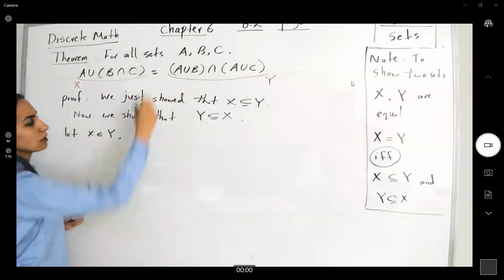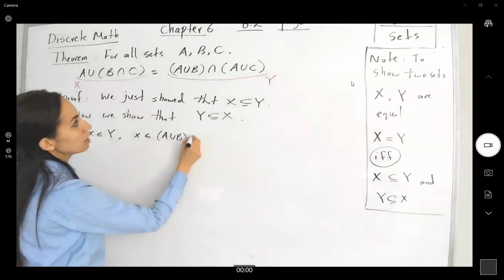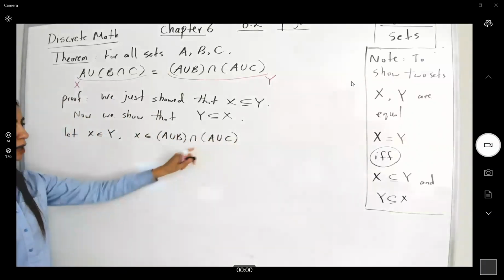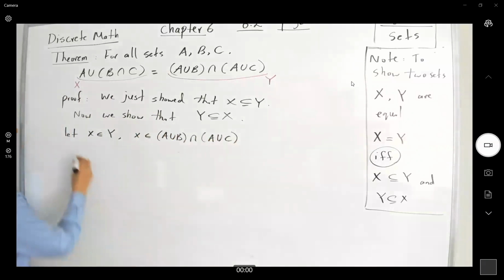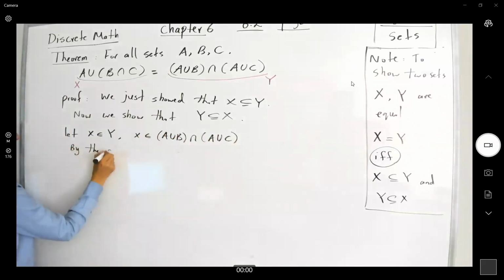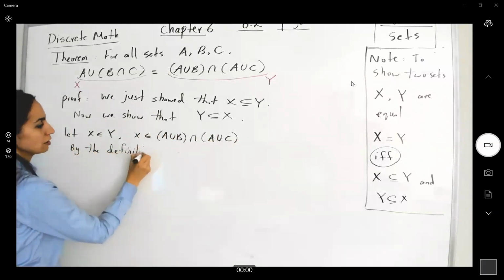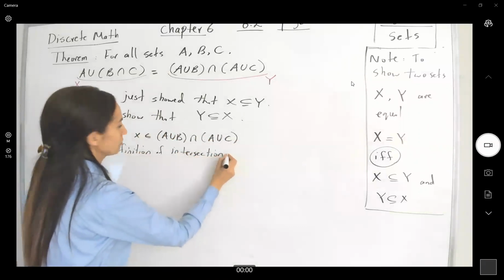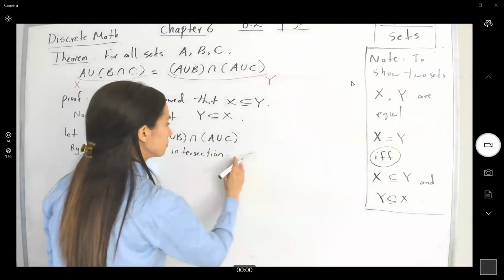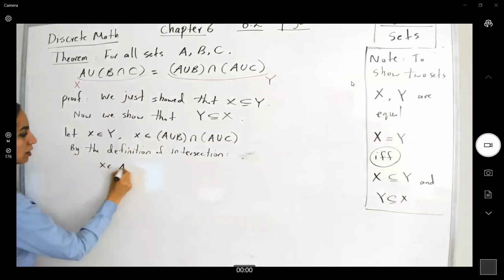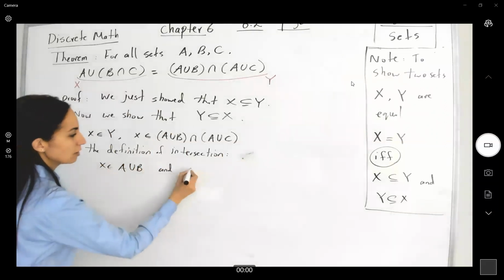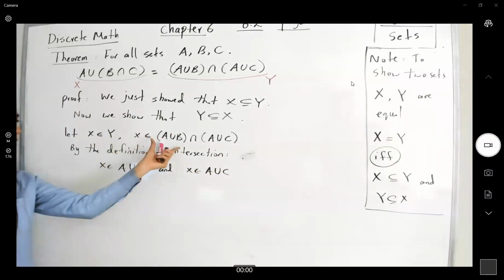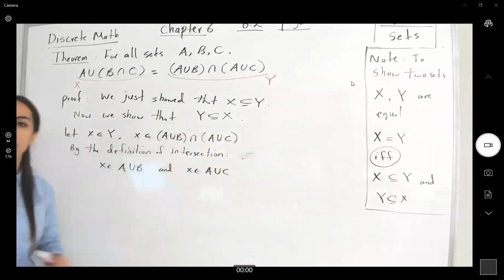It means that x belongs to A union B intersection A union C. Okay. By the definition of intersection, x belongs to A union B and x belongs to A union C. x is in the first set and x is in the second set.